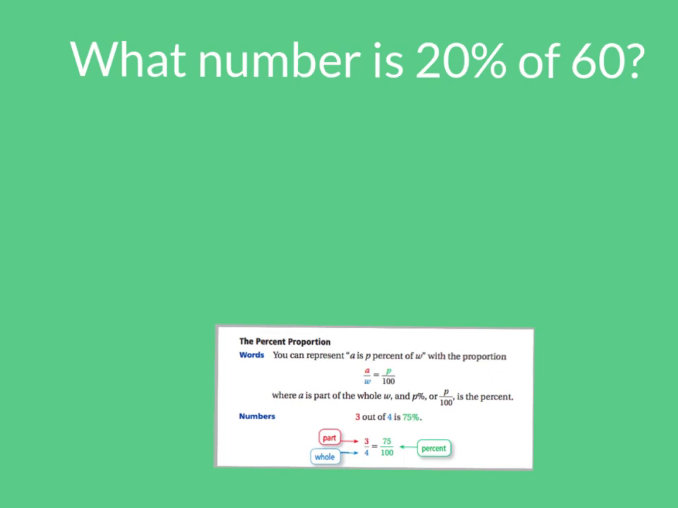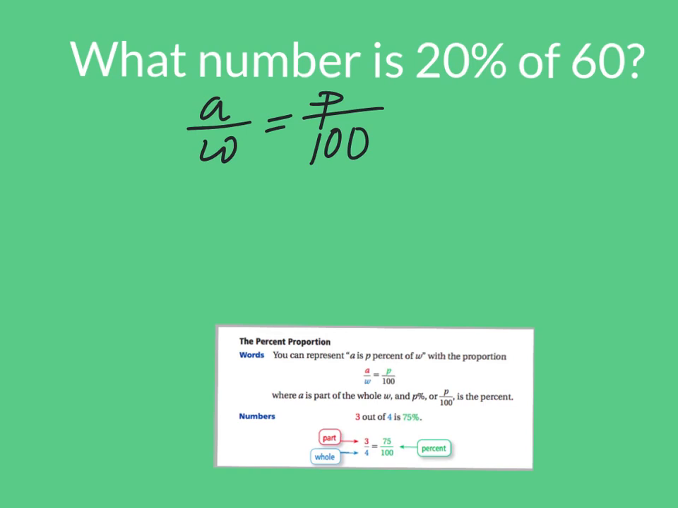All right, what number is 20% of 60? So every time you do these percent proportion problems, you are going to want to start with the proportion. So I'm going to write mine out, A to W, and then percent to 100. And that P percent will change, but our 100 will always stay the same. So now I'm going to go ahead and fill in what I know.